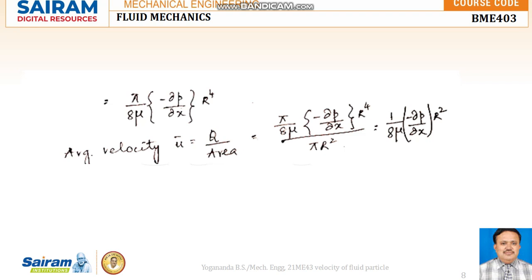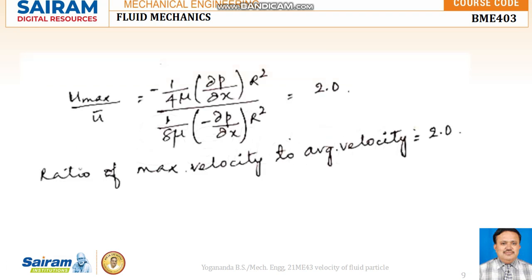The average velocity u bar is Q by area, because Q is the product of area and velocity. We have the expression for Q, that is pi by 8 mu of minus del p by del x R to the power of 4, and the area is pi R square. This gives the simplified equation for u bar. Now the ratio of maximum velocity to average velocity: we know both equations, everything cancels, and we are left with 8 by 4. So the ratio is 2.